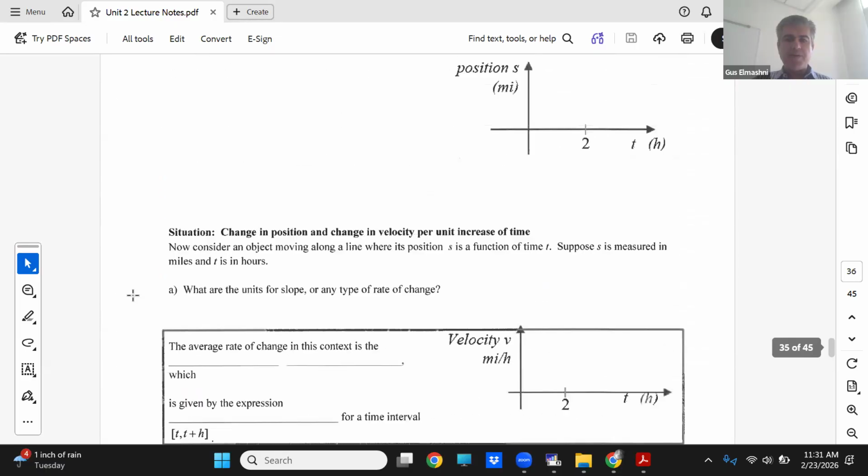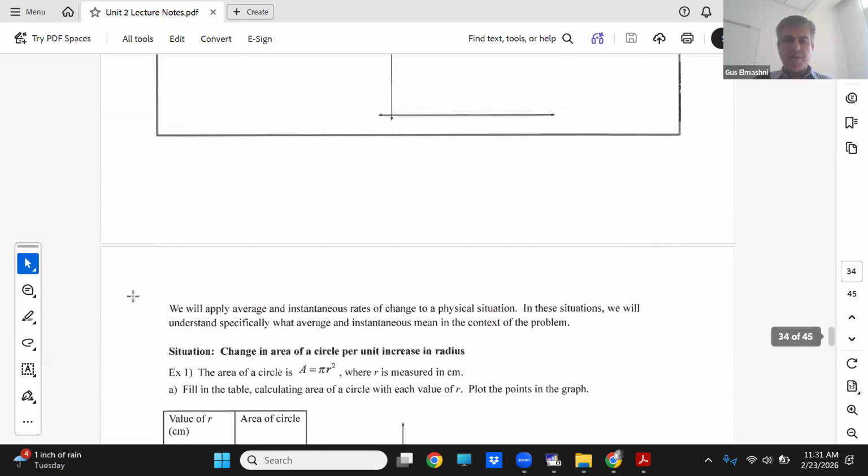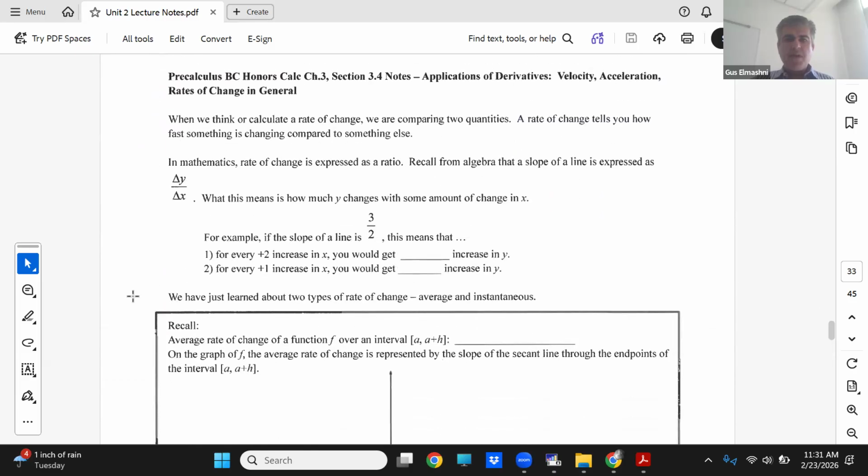Okay, so let's talk about linear motion today. All right, here we go. So remember slope, right? Slope's a big deal. When we calculate a rate of change, we are comparing two quantities, right? We're comparing the change of y to the change of x. Change of y is the numerator, change of x is the denominator. What this means is how much y changes for some amount of change in x. For example, if you have 3/2 as your slope, this means that for every +2 increase in x, you get what increase in y? 3.